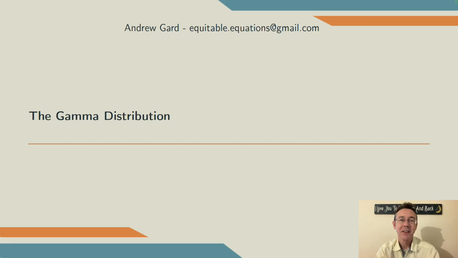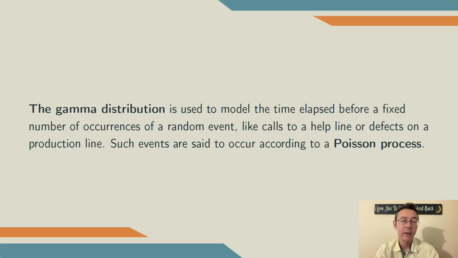Hey everybody. Today we're talking about the gamma distribution, which is used to model the time elapsed before a fixed number of occurrences of a random event, like calls to a helpline or defects in a production line. We say that events like that occur according to a Poisson process.